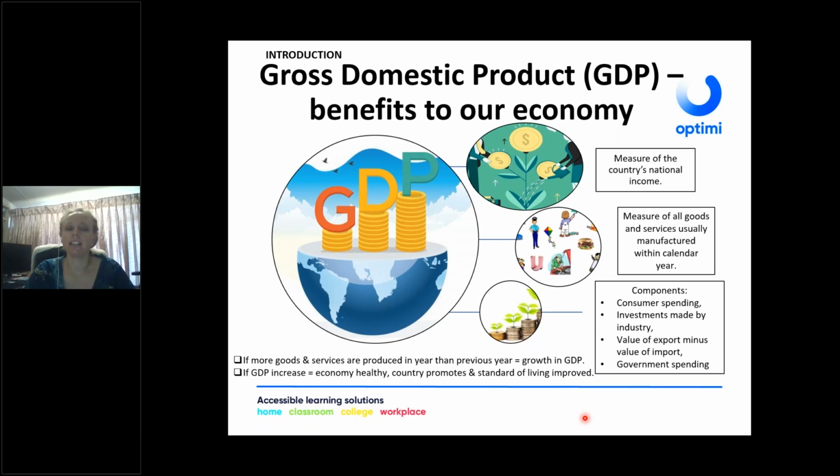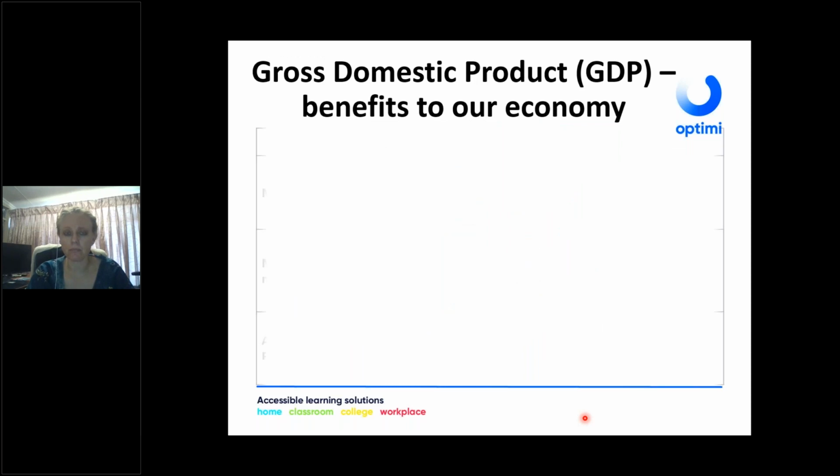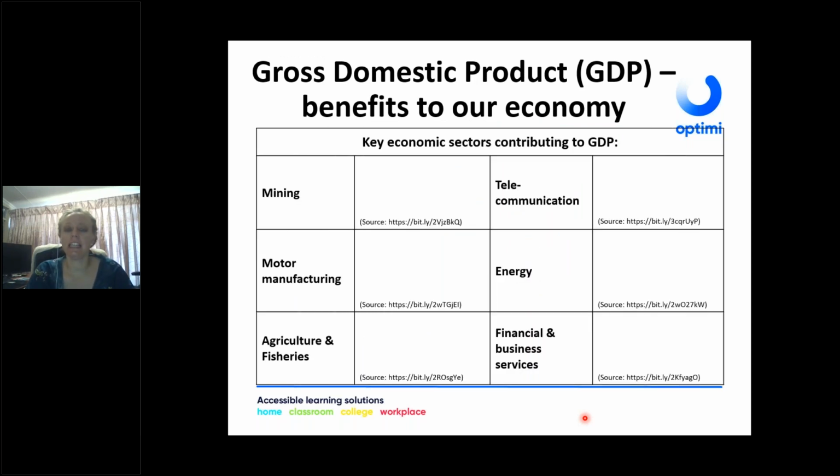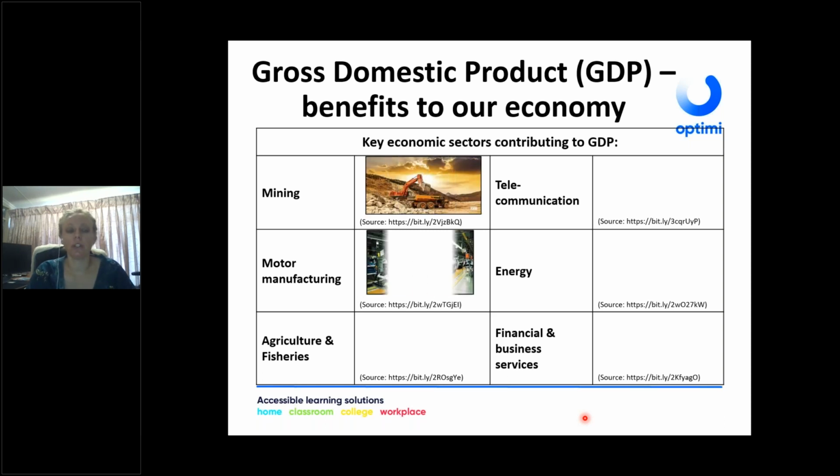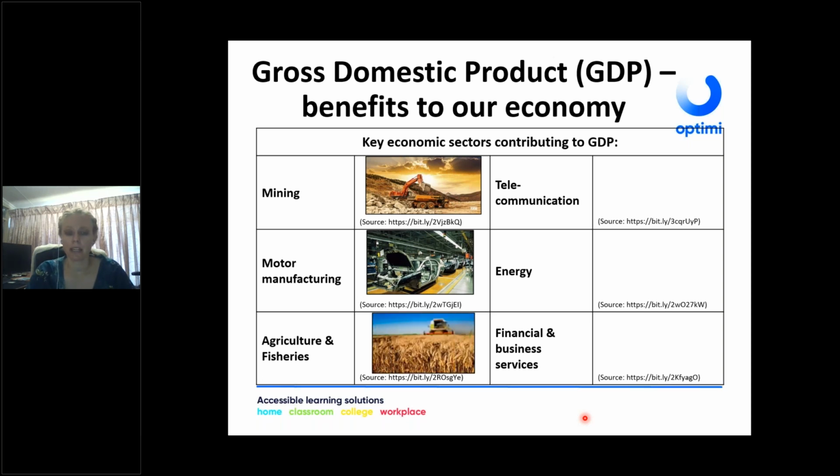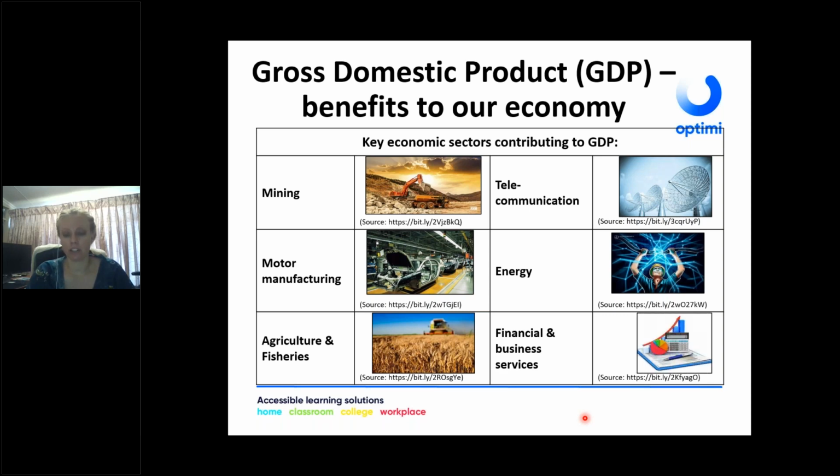So that is then just in short what the GDP means and how it benefits our economy. If we look at certain key economic sectors contributing to the GDP, first of all, it's mining. Then we also look at our motor manufacturing, agriculture and fishery, telecommunication, energy, financial and business services.